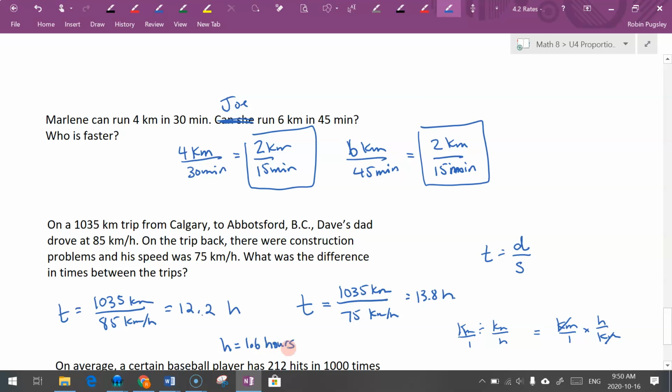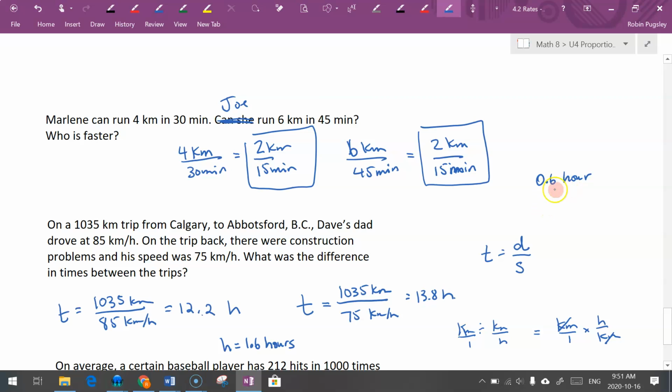That does not mean 1 hour and 6 minutes. That does not mean 1 hour and 60 minutes. 0.6 hours, what does 0.6 hours mean? Well, 0.6 hours is out of 10, right? That's 0.6 of an hour.